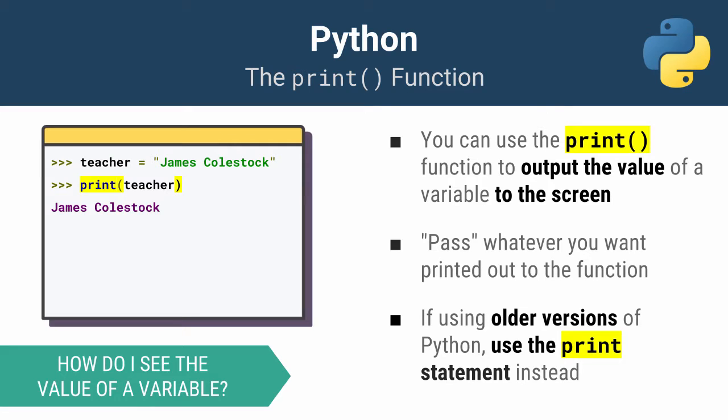You probably saw me use the print function in the earlier demonstrations. The print function does exactly what it sounds like. It will print out or echo to the screen whatever value you pass it. Provide the value and it will print it to the screen. It's important to note that older versions of Python didn't have the print function, they had the print statement. So watch out for that.